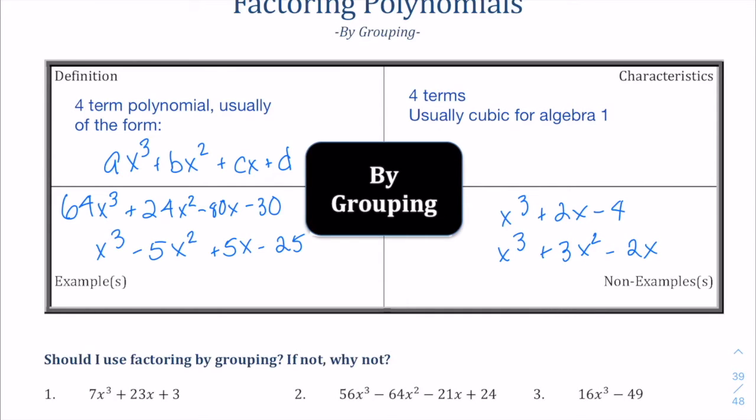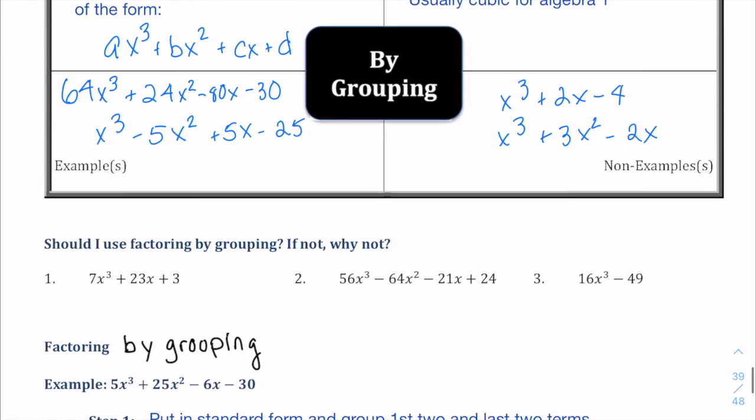So some examples: 64x cubed plus 24x squared minus 80x minus 30, or x cubed minus 5x squared plus 5x minus 25. Some non-examples: those two are both not 4 terms, so they are non-examples. So let's play everyone's favorite game. Should I use factoring by grouping?